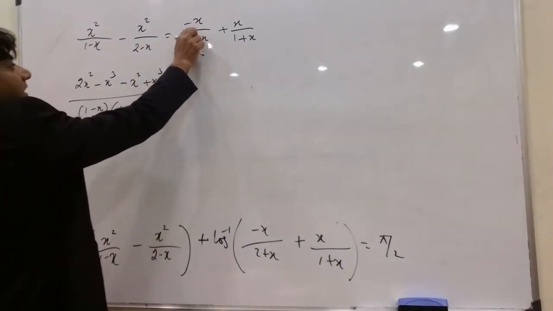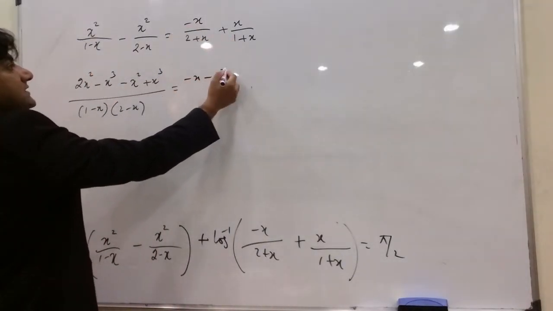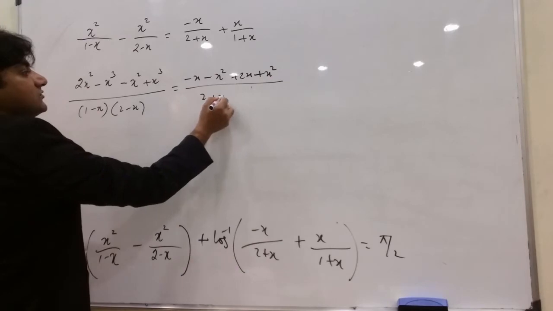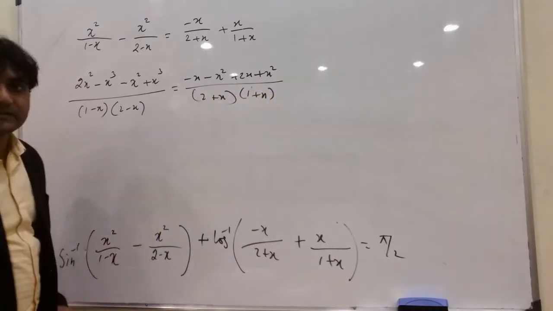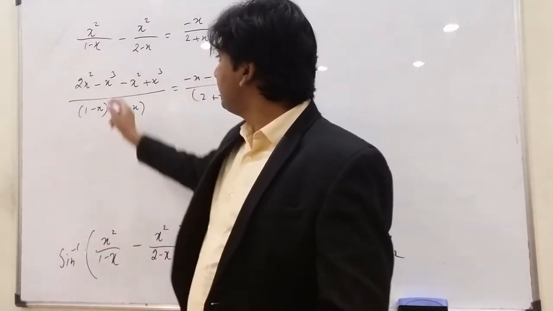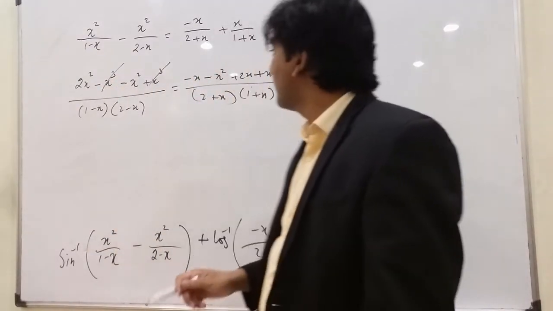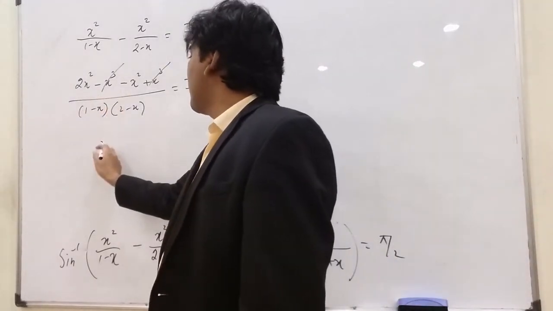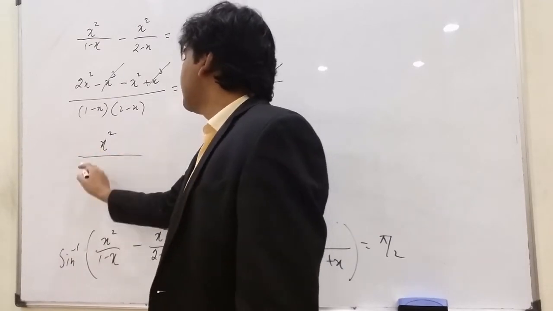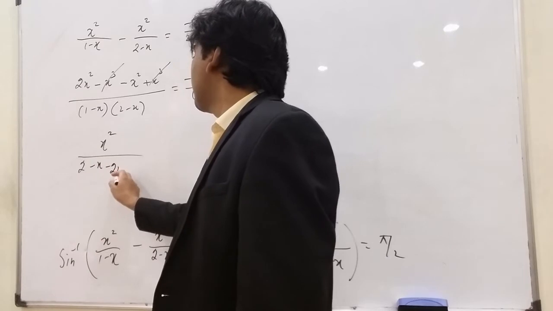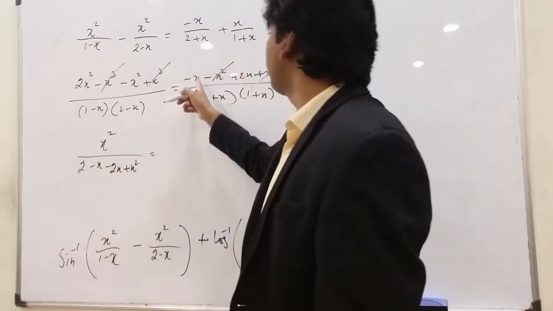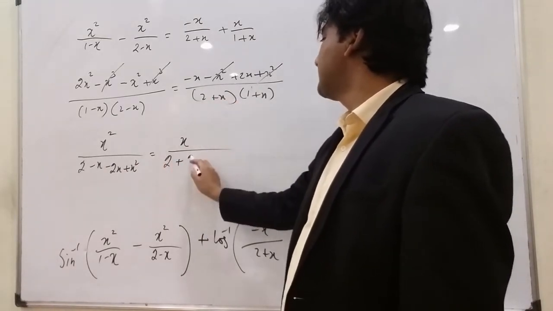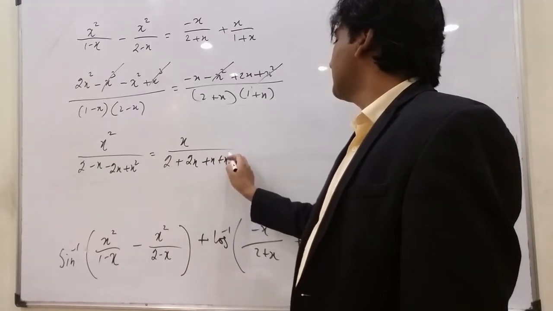And what is this? Minus x times 1, this is minus x square, then 2 times x, that is 2x, plus x square over 2 plus x times 1 plus x. Okay? Now if you observe, minus x cube and plus x cube got cancelled, and minus x square plus x square also got cancelled. So 2x square minus x square, what we got? Only x square over 1 times 2 is 2 minus x minus 2x plus x square equals minus x plus 2x, that is x over 2 times 1, 2 plus 2x, then x plus x square.